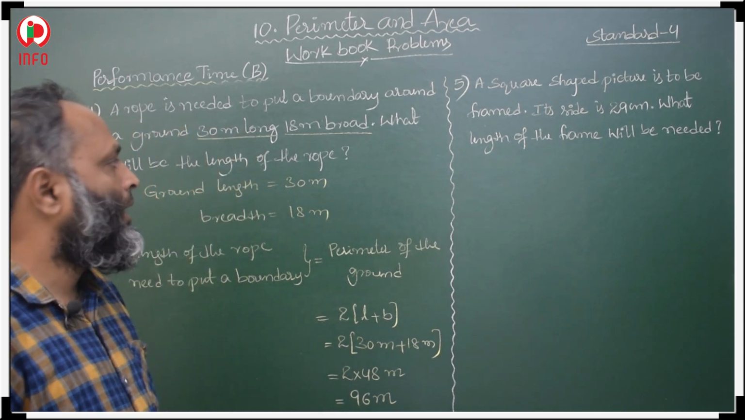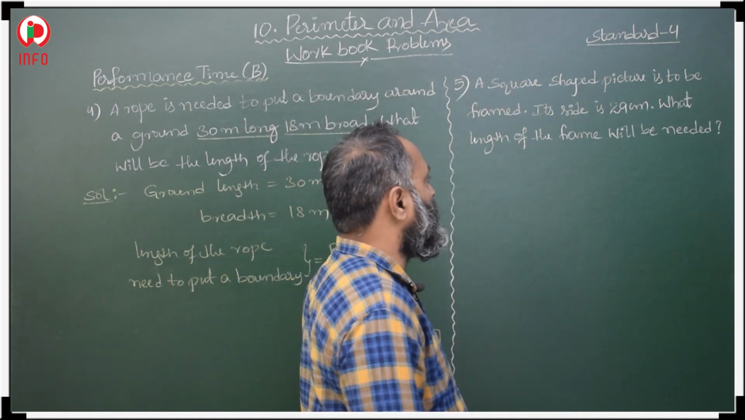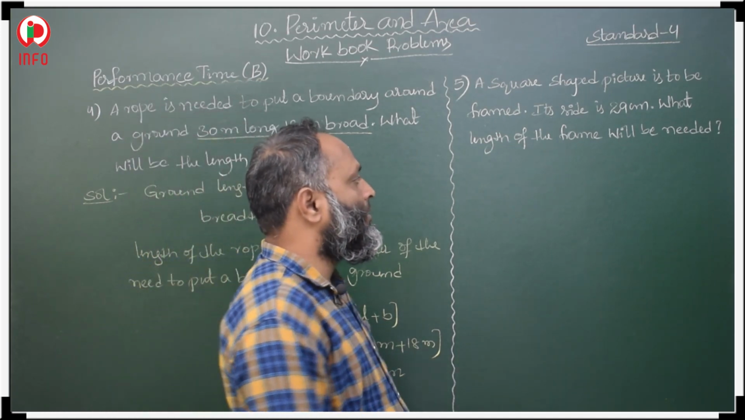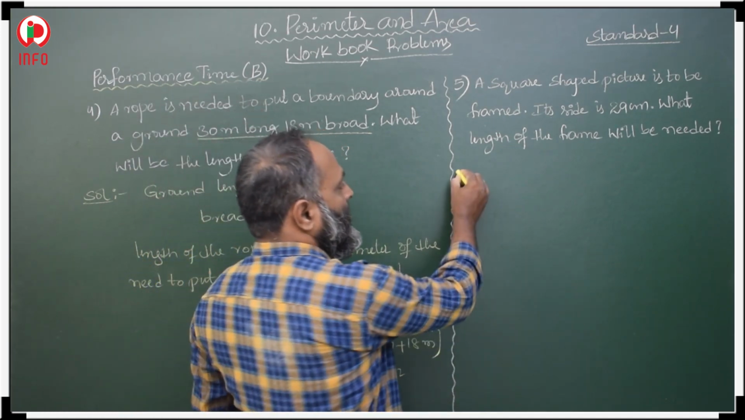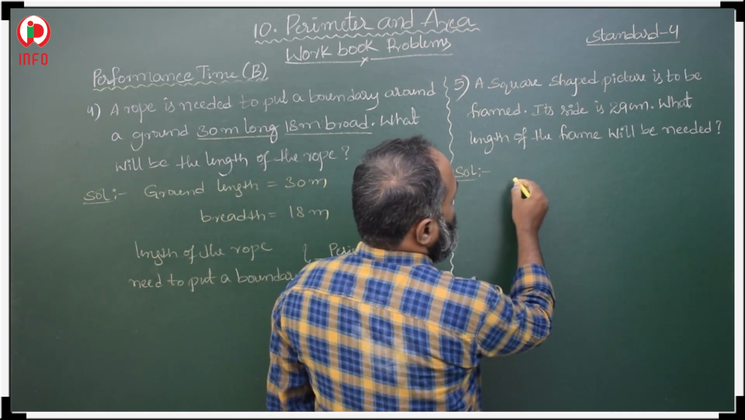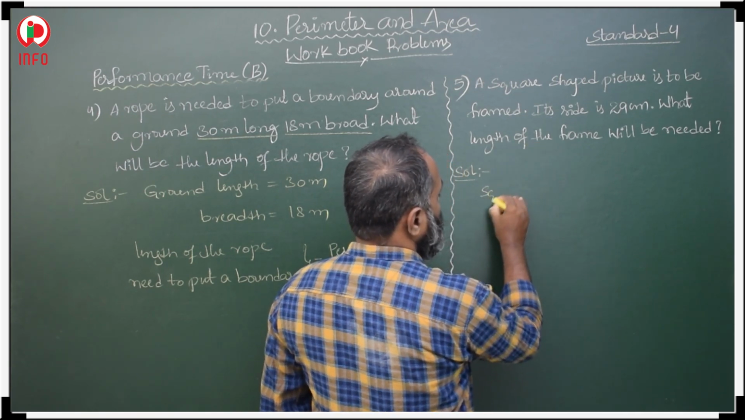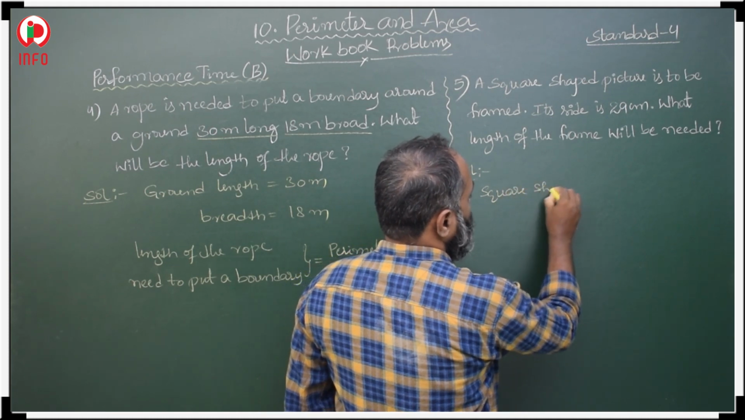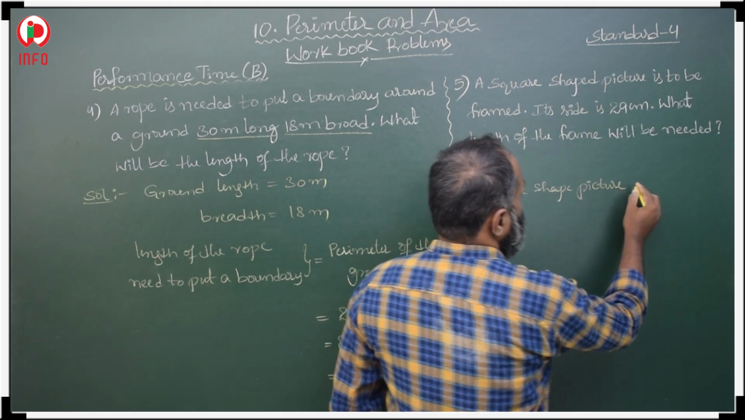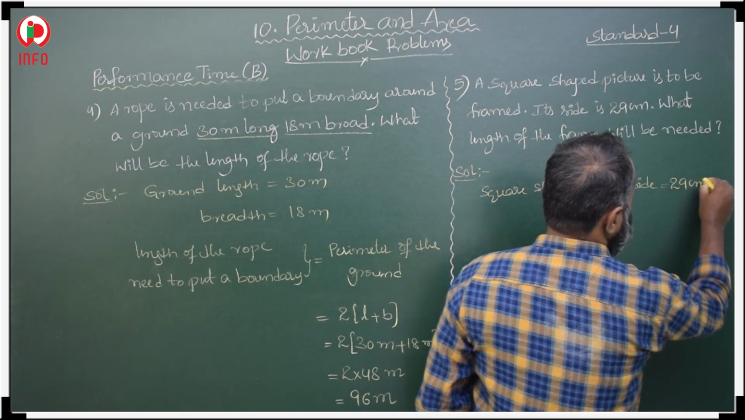Okay. Next, a square shaped picture is to be framed. Its side is 29 centimeters. What is the length of the frame that will be needed? So, it means here also we should find the perimeter. So, here the square shaped picture frame, square shape picture side is equal to 29 centimeters.